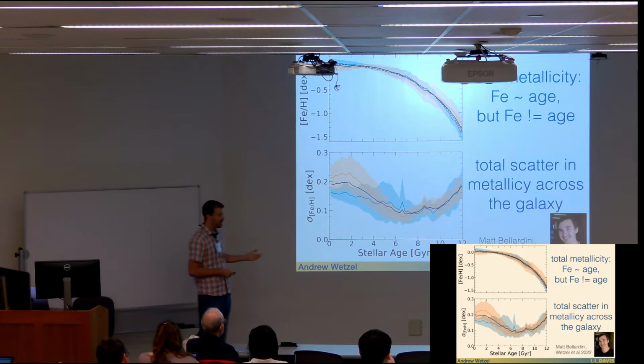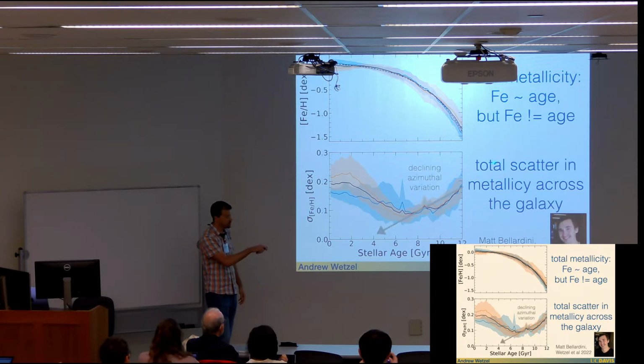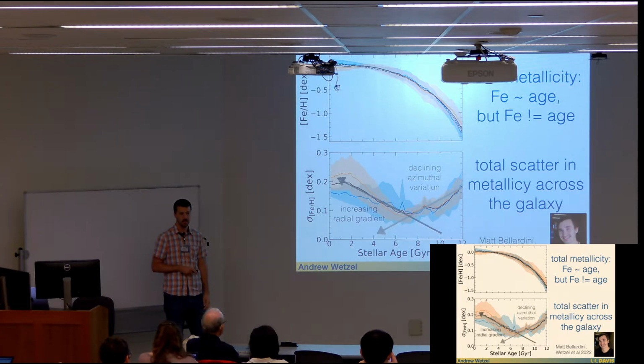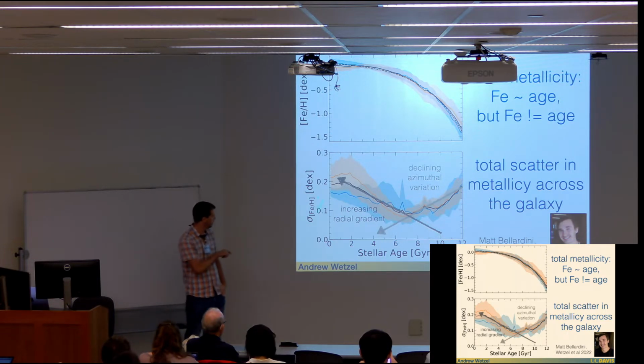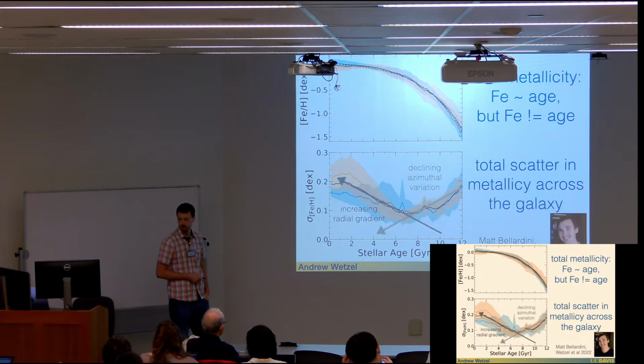And essentially what we find is a competition between two processes, one of which is the declining importance of azimuthal variations in the galaxy, and that competes against the increasing importance of the onset of the radial gradient of the galaxy. And these lead to this sort of U-shaped dependence of the total metallicity variation in the gas at fixed time as a function of age.